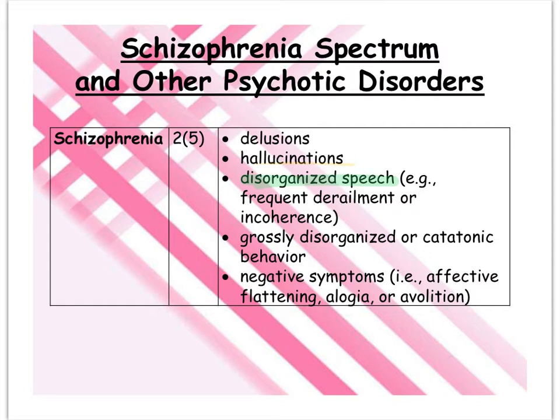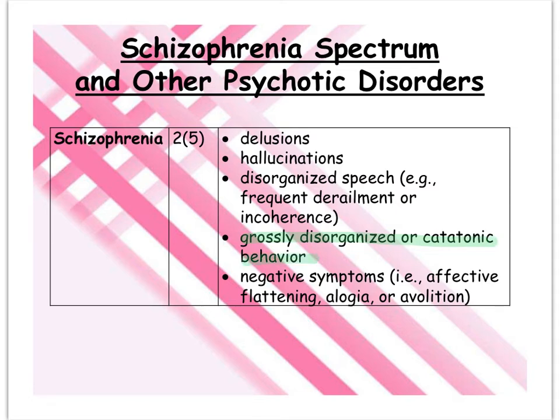So when somebody's having these disorganized speech symptoms, you often don't know specifically what they're talking about. They're not spending time focused. You're not sometimes even sure if they've understood the question. Again, it's a communication problem more than anything. Next, we have the grossly disorganized or catatonic behavior.